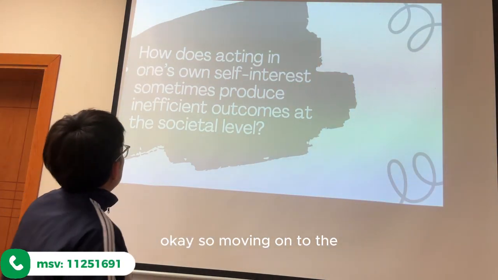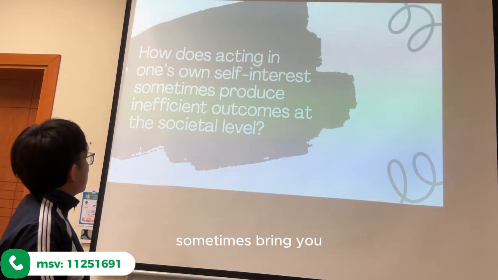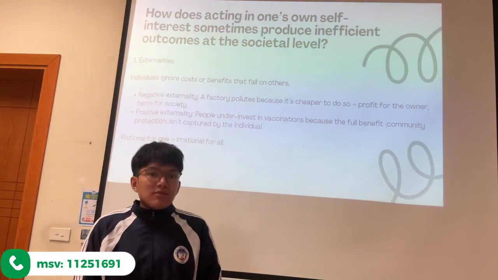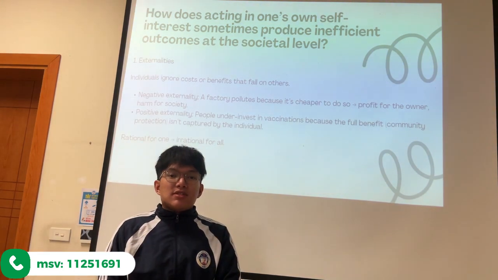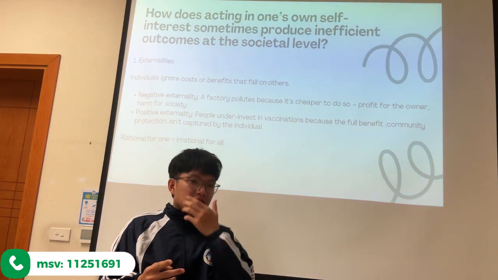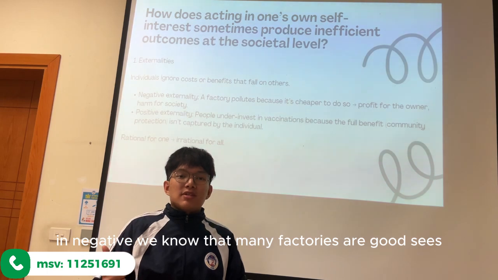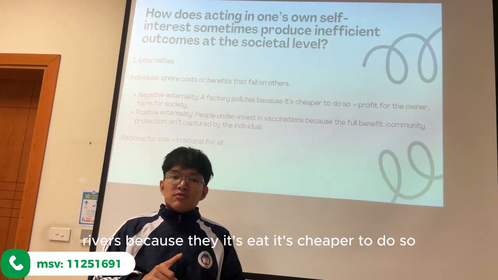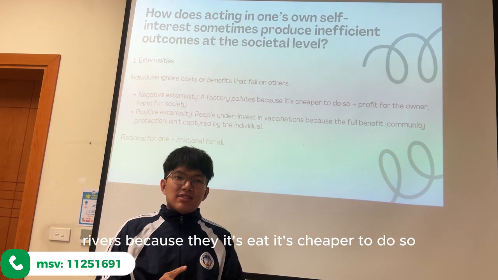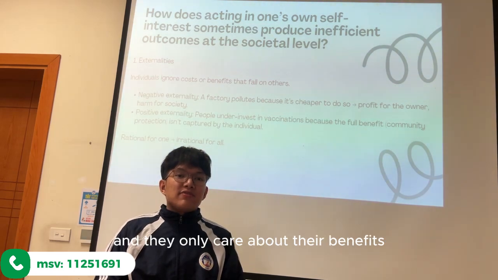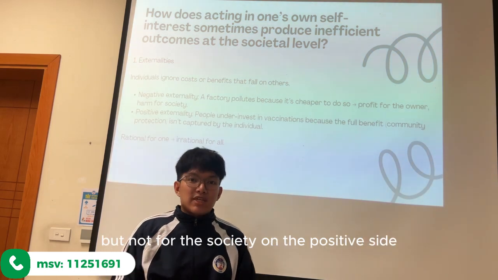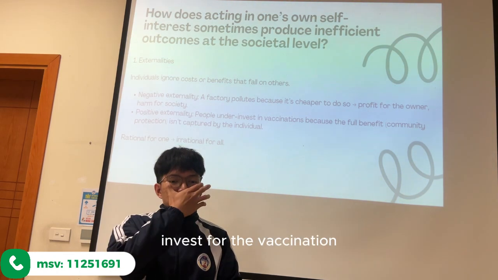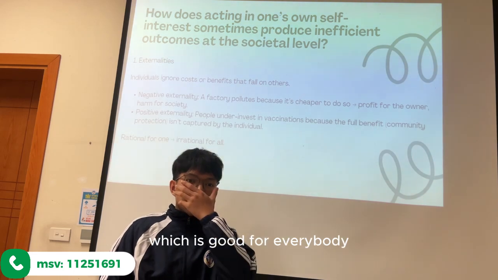Okay, so moving on to how acting in one's own self-interest sometimes brings inefficient outcomes at the social level. So first we will go to externalities. We'll split the story into 2 sides, negative and positive. On the negative side, many factories pollute seas and rivers because it's cheaper to do so and they only care about their own benefits. So it's only good for them, but not for society. On the positive side, people under-invest in vaccination, which is good for everybody.